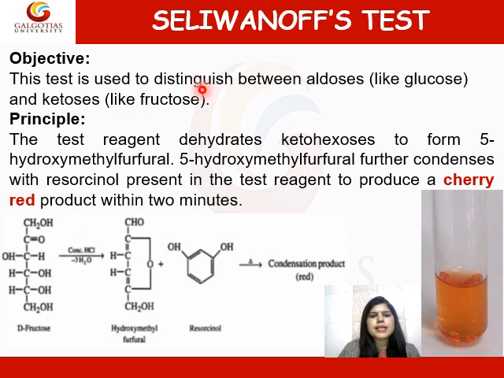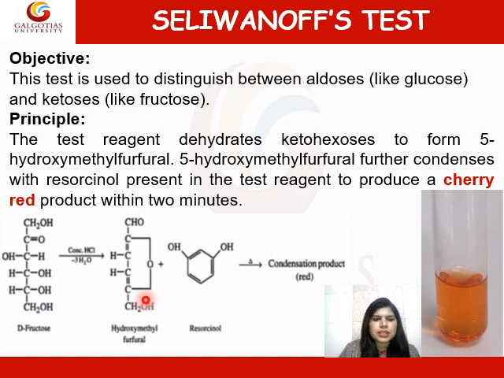Seliwanoff's test. This test is used to distinguish between aldoses like glucose and ketoses like fructose. This Seliwanoff's test uses 6 molar HCl as the dehydrating agent and resorcinol as the condensation reagent. The test reagent dehydrates ketohexoses to form 5-hydroxymethyl furfural. So HCl dehydrates ketohexoses to hydroxymethyl furfural.